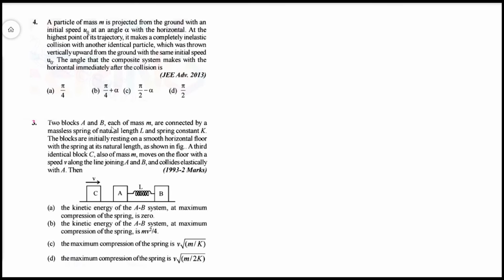Two blocks A and B, each of mass m, are connected by a massless spring of natural length L and spring constant K. The blocks are initially resting on a smooth horizontal floor with the spring at its natural length. So A and B are initially at rest, the spring is in its natural length, and this C is moving with the velocity of v. A third identical block, the one they're talking about, moves on the floor with a speed v along the line joining A and B, and collides elastically with A.